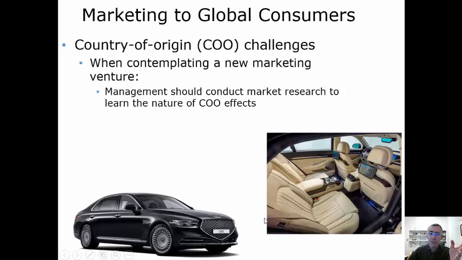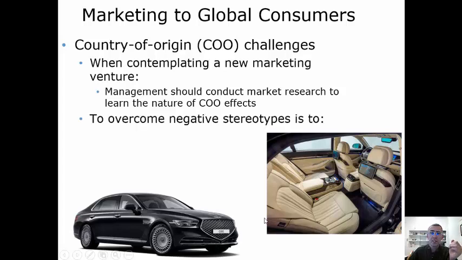Not that long ago, people would never have been able to guess that this is the inside of a Hyundai, right? This is the Hyundai G90 Equus. So, in this case, how can you overcome negative stereotype because of your liability of foreignness, or perhaps there's some stodgy, old bias towards your brand as a product? Well, how do you overcome that? By offering a superior quality product.